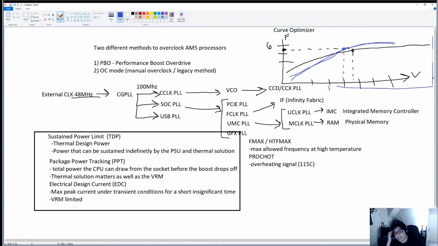Now, having said all that, you can go the other way. You can put a positive offset. What you're saying is I want that same frequency, but because I'm doing a positive offset, we're going to have higher voltage, which means it's probably going to look something like this.